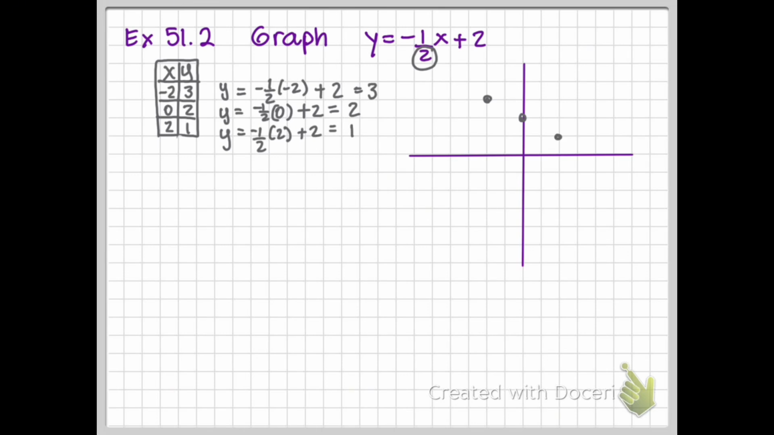Again, those 3 points are in a line, so we did it correctly, and we just use a ruler or something to draw our line. Now notice that I put arrows because the lines are infinite, so we need to make sure that we show that they keep going in the same direction.